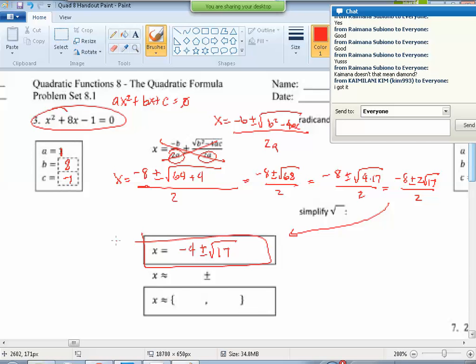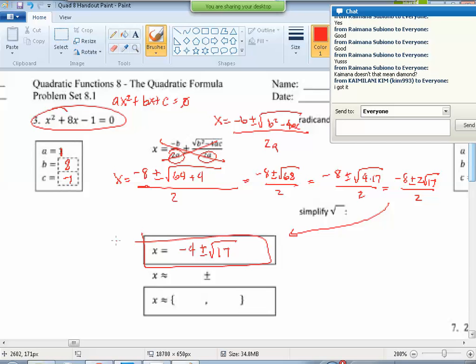Now, I admit to you, sometimes it's easy to factor it, if it's nice numbers, you know what I mean? I just factor it. That's what I would do. But if you can't factor it and you're like, oh, I have to complete the square, well, instead of having to complete the square, just plug it into negative b plus or minus the square root of b squared minus 4ac all over 2a.